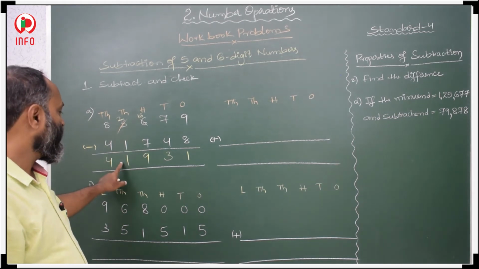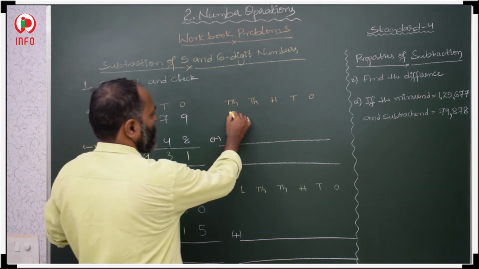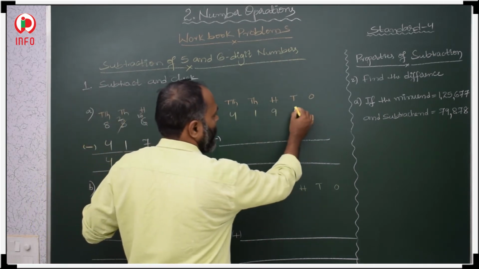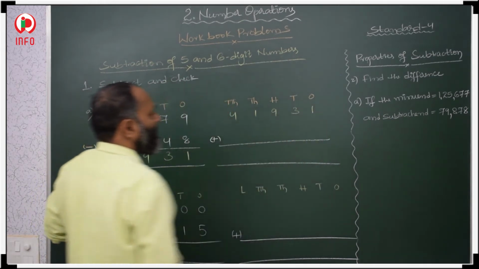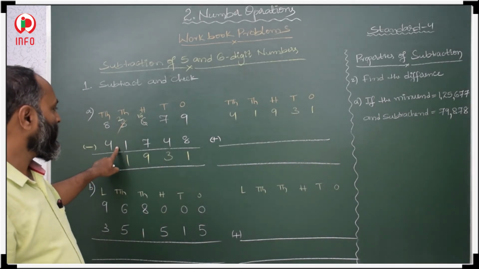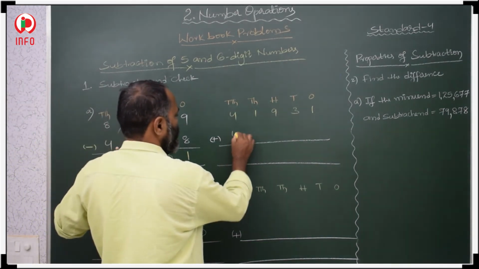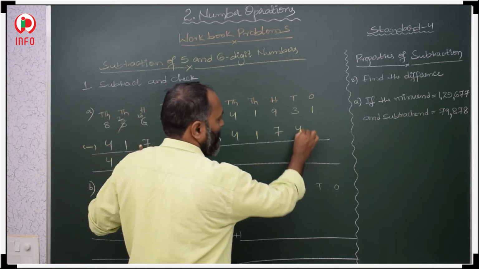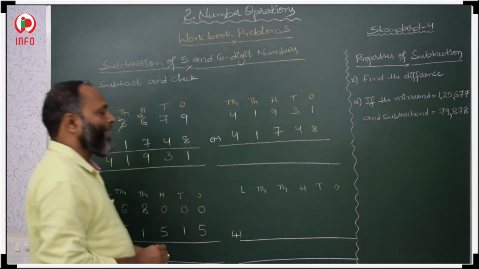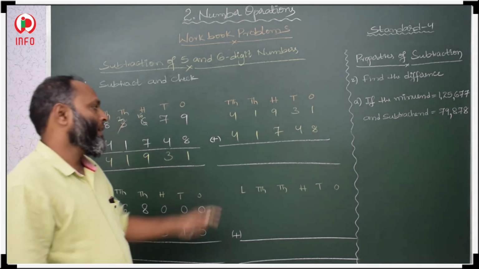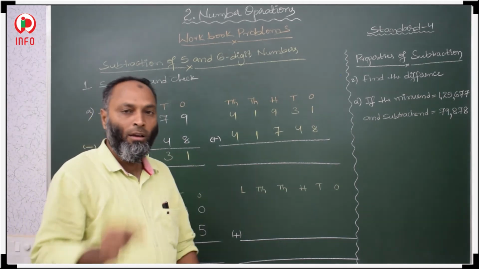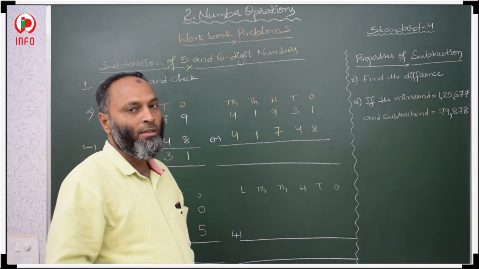Then you take the difference. What is the difference? 41,931. Then what is the subtrahend? 41,748. Now add these two. After adding these two, what should we get? We should get the minuend. If you get the minuend, then your answer is correct.